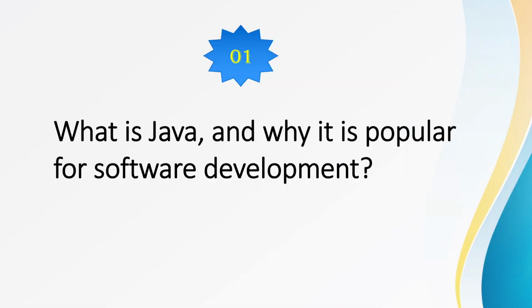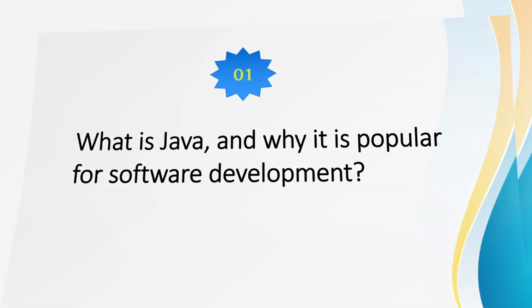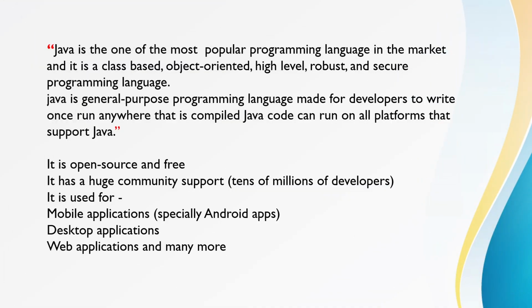So let us see the first question. What is Java and why is it popular for software development? See the answer. Java is one of the most popular programming languages in the current market, and it is a class-based, object-oriented, high-level, robust and secure programming language. Java is a general-purpose programming language made for developers to write once, run anywhere. That is, compiled Java code can run on all the platforms that support Java.